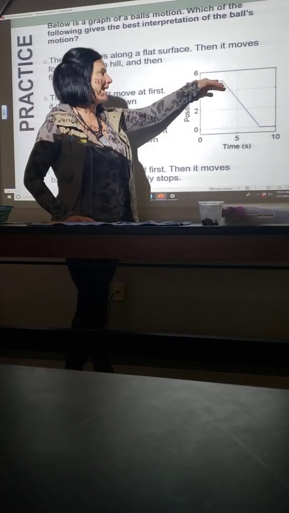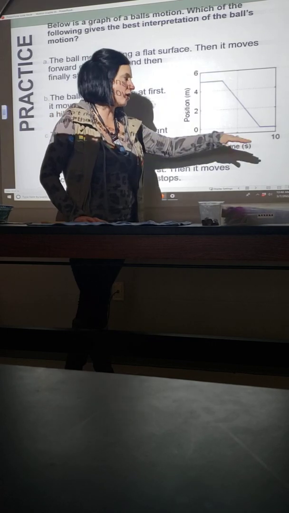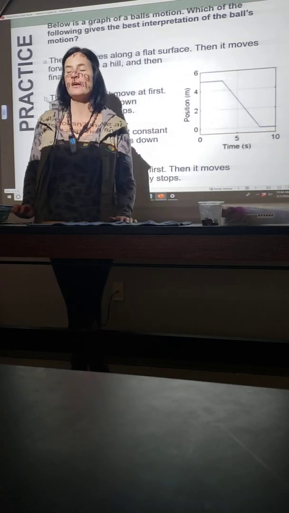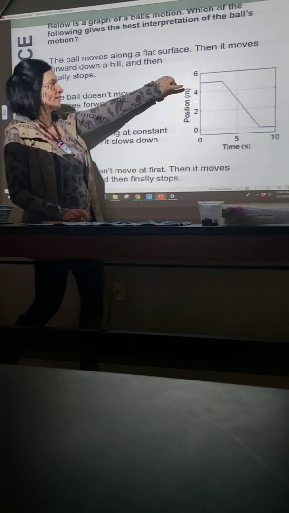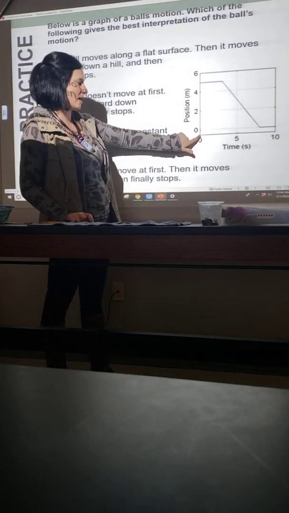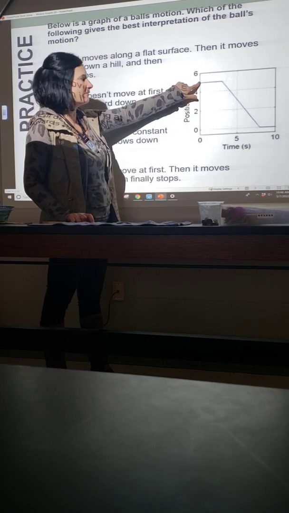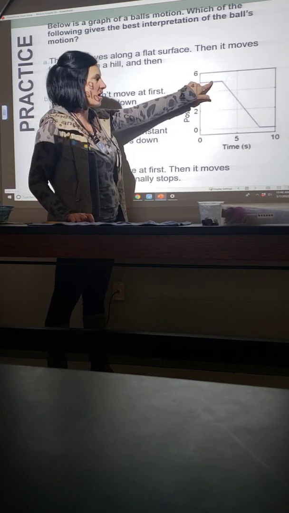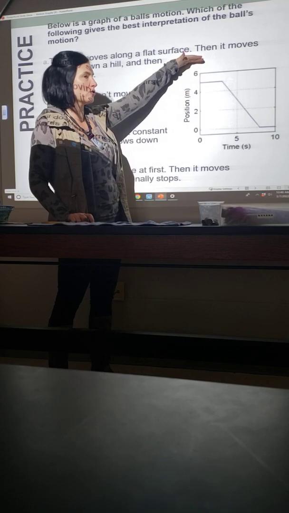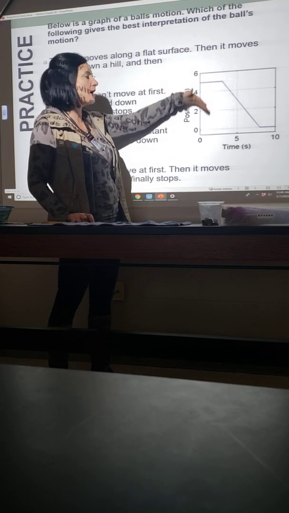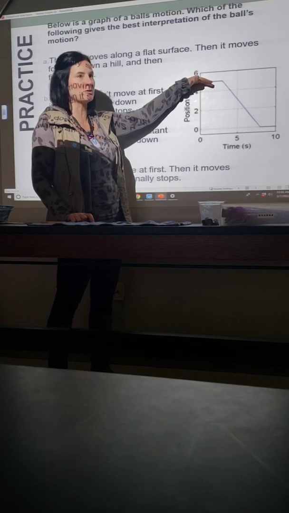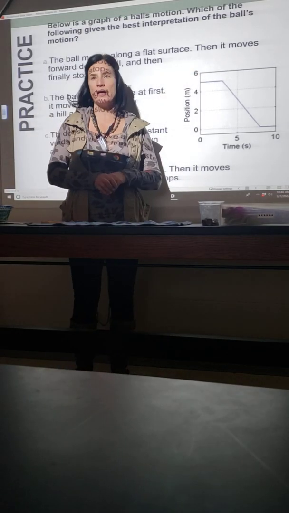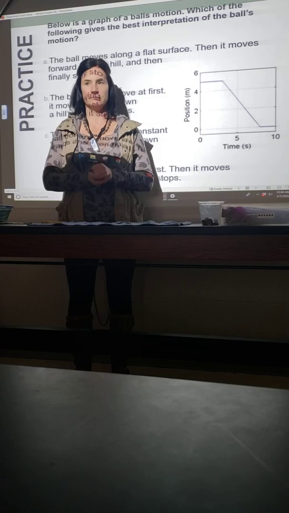Same thing here. If we have a flat line on our position versus time graph, that means that there is no motion. So if you look here, it's at 5 meters away from the origin. So if it's traveling at 5, 5, 5, 5, it's not going farther away from the origin, and it's not getting closer to the origin. So that means it's stuck 5 meters away from the starting spot.